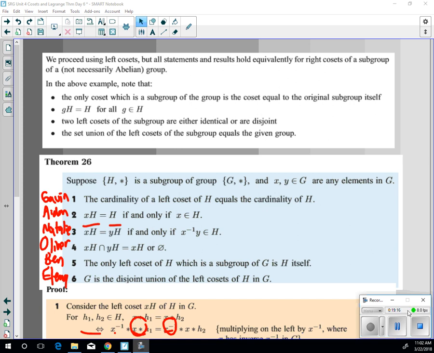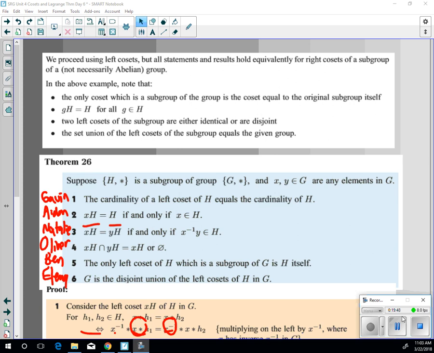Similarly, if xH is equal to yH, then xH intersect yH is equal to xH because they're equal. And if x inverse y is not an element of H, then xH intersect yH is equal to the null set, the empty set. So that's also useful in proofs, for proving that things are equal or that they do not exist at all, basically.